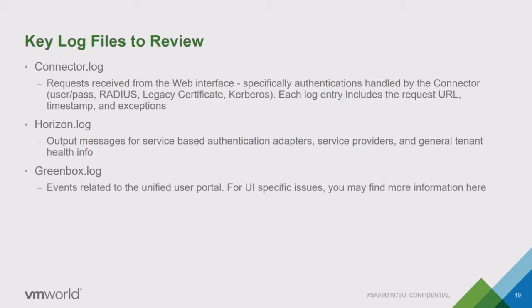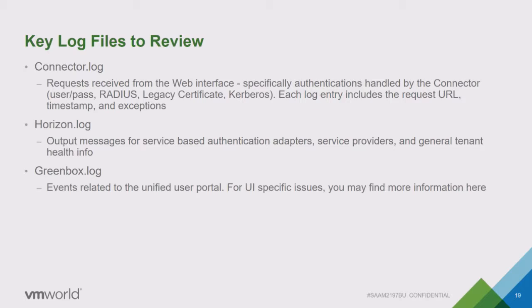So Greenbox is actually an internal name. It's not one that we should really go out there and tell a lot of people about, but you'll see it all over the logs. Greenbox is actually the unified catalog service. What it is, the aggregation catalog for AirWatch applications and applications delivered in Identity Manager as part of Workspace ONE.